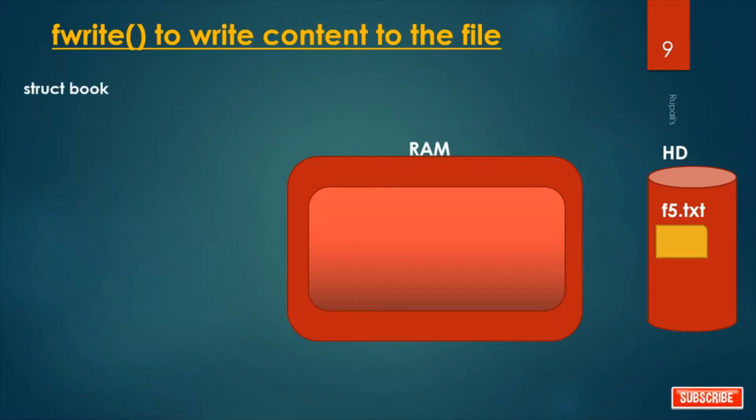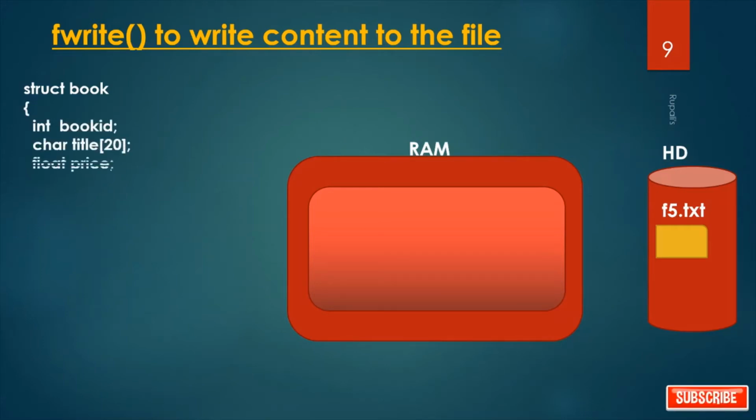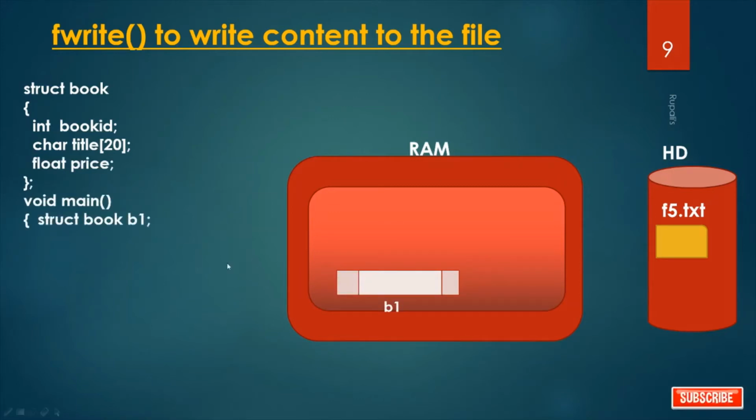I write one structure, book. The elements are one integer variable book ID, one character array for title, and one float variable price. So here in void main, I declare one variable of struct book type. Say the variable name is B1. It is created on RAM.